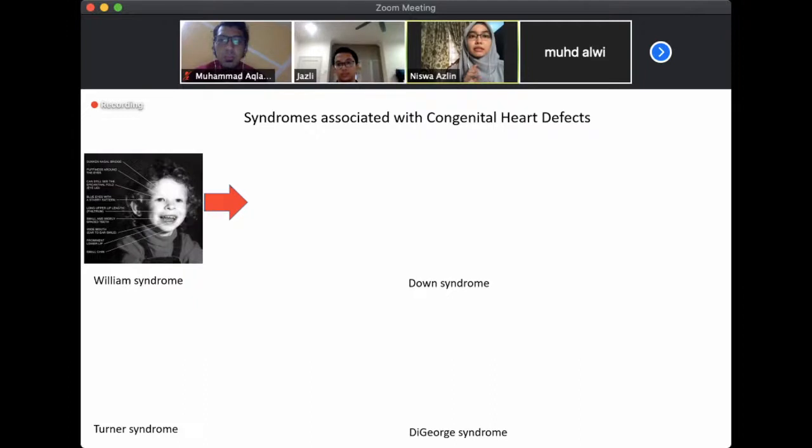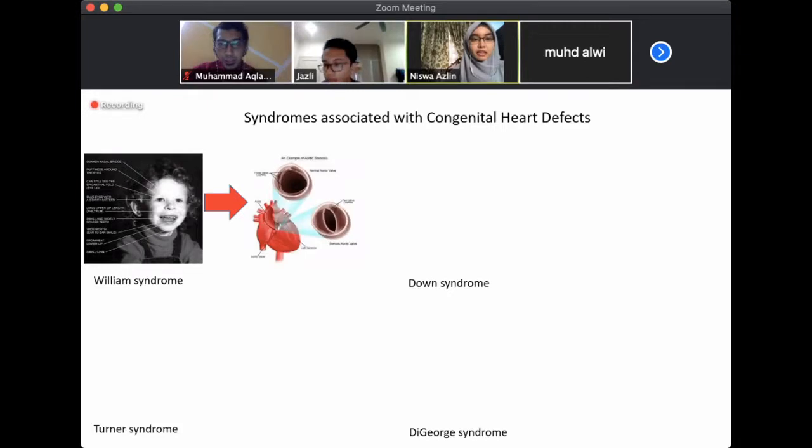So the congenital heart disease that is commonly associated with Williams syndrome is the supravalvular aortic valve stenosis, the most common one. And then they can also have pulmonary valve stenosis as well as peripheral pulmonary stenosis. So how does this aortic stenosis happen in Williams syndrome?